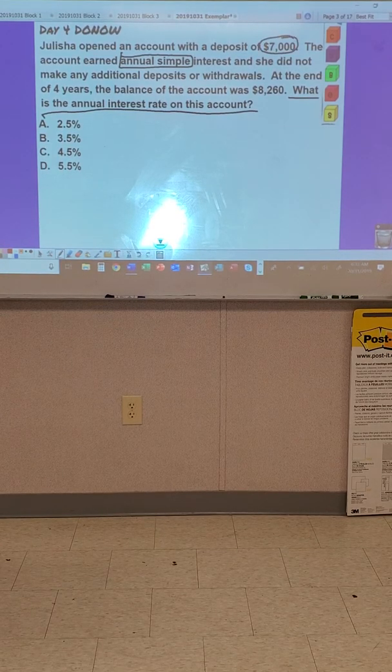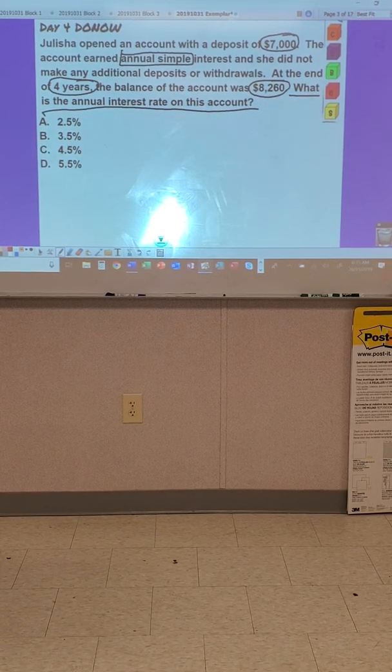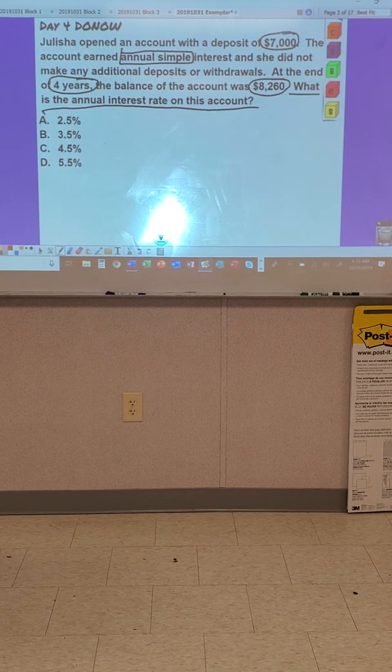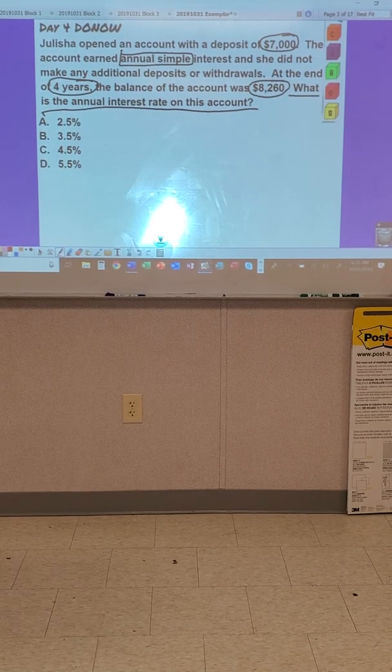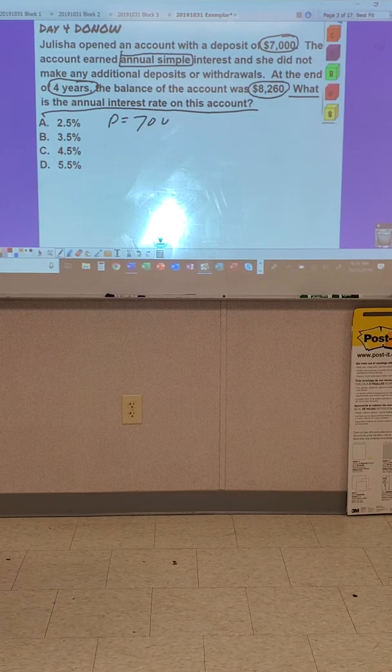Let's go back and circle our numbers. What this does is keep in mind what we're doing. Let's take a look at the question. What is the annual interest rate on this account? What I want to do is identify my parts. I've got my principal, which equals 7,000.